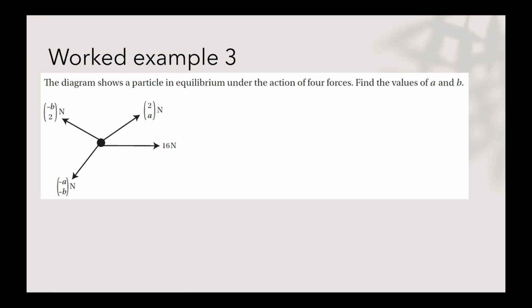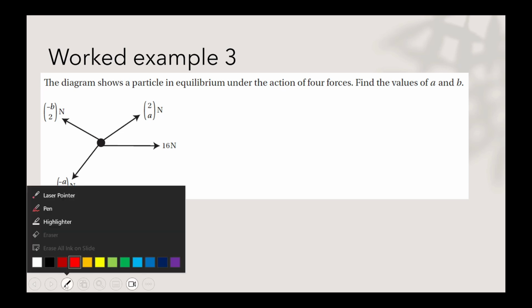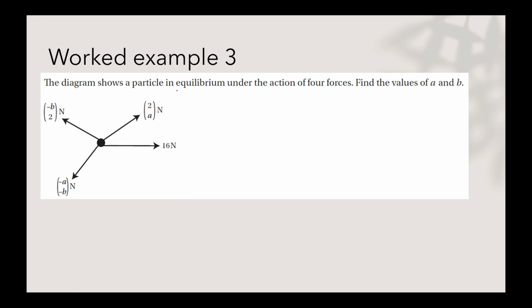And now let's have a look at our third example. It says the diagram shows a particle in equilibrium under the action of four forces. Find the values of A and B. So here again, the fact that it's in equilibrium means that the resultant force is equal to 0. Now again, there are a couple of ways in which you can do this. You can call these F1, F2, F3, F4, and what we need to do is find the values of A and B. So we know that all those forces added together need to add up to 0.